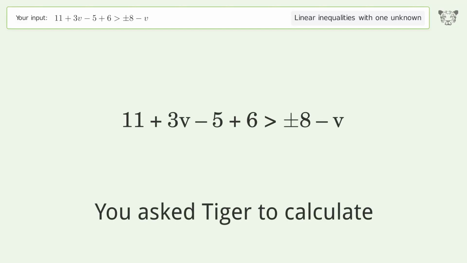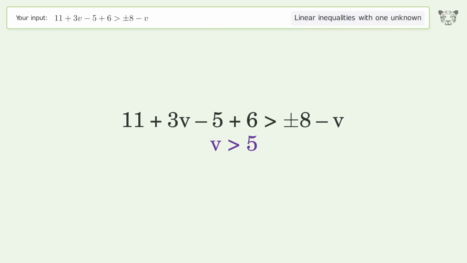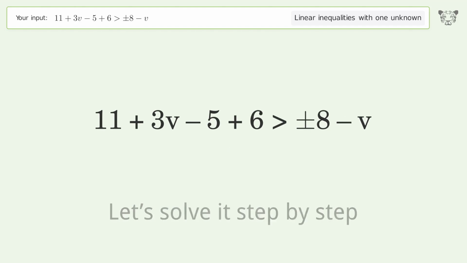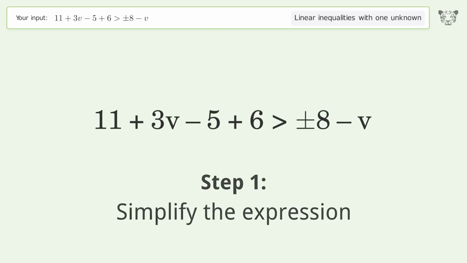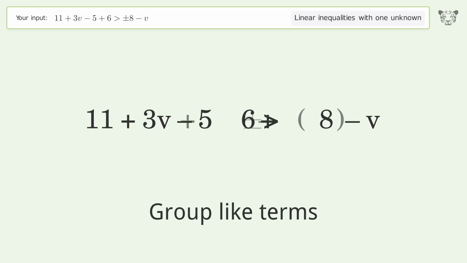You ask Tiger to calculate. This deals with linear inequalities with one unknown. The final result is v greater than -5. Let's solve it step by step. Simplify the expression. Group like terms.